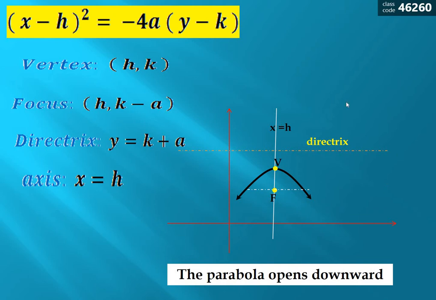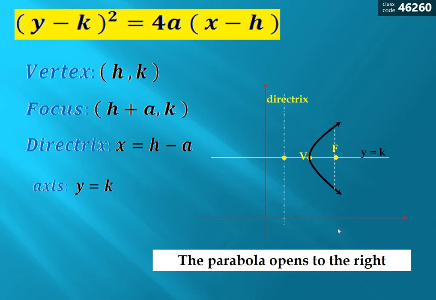So as you can see, this is the illustration. This time, the parabola opens downward because of this negative. Remember that. And this is the directrix is equal to the distance from V to directrix and V to focus. So they have the same distance. And this is x equals h. So this is your axis. Okay. How about the other one?